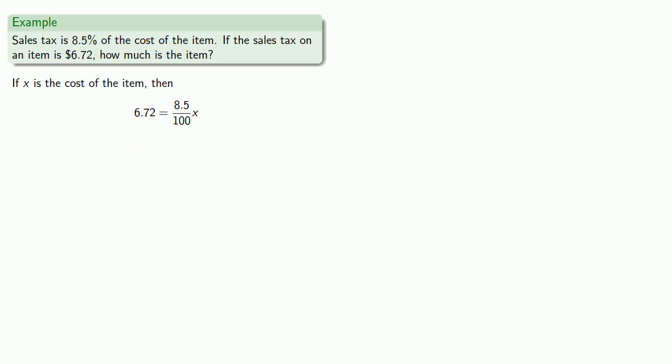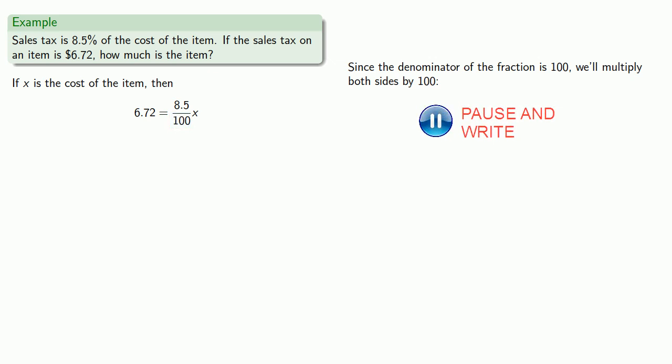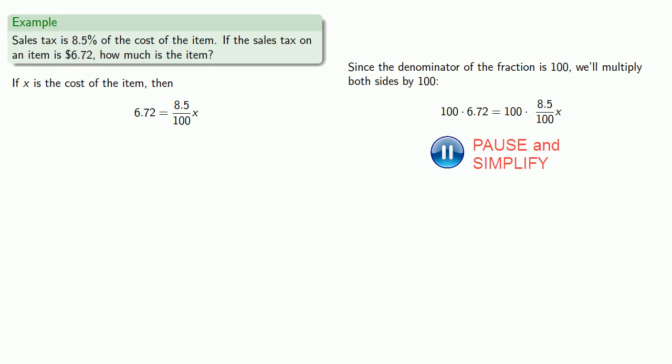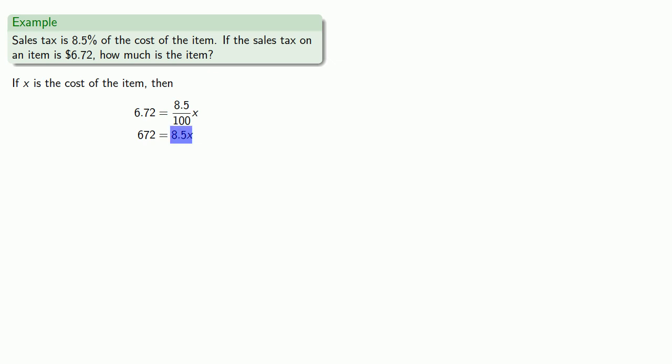Well, that's not really a problem. We know what to do with both. Since the denominator of the fraction is 100, we'll multiply both sides by 100. And that gives us an equation where we still have a decimal.